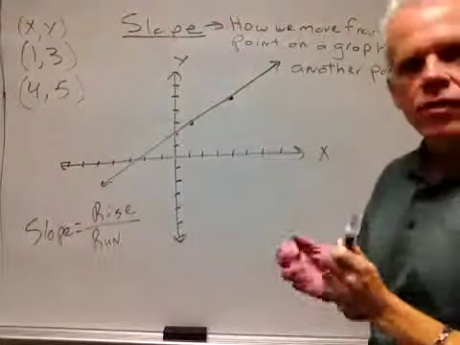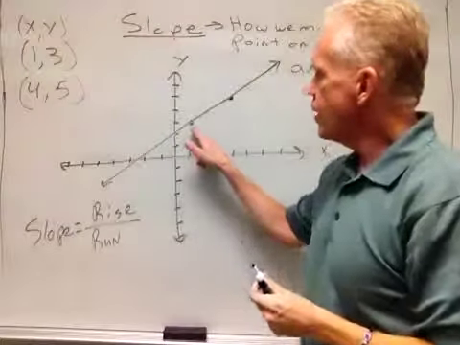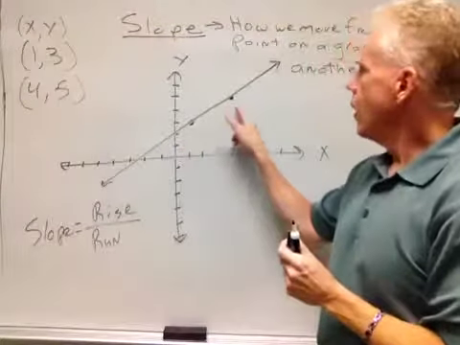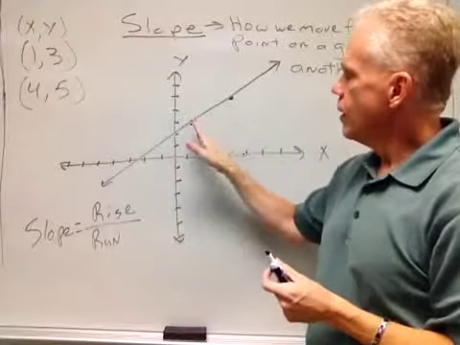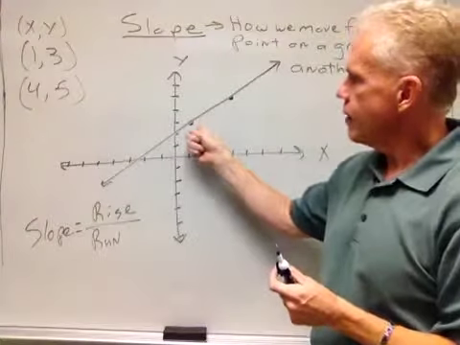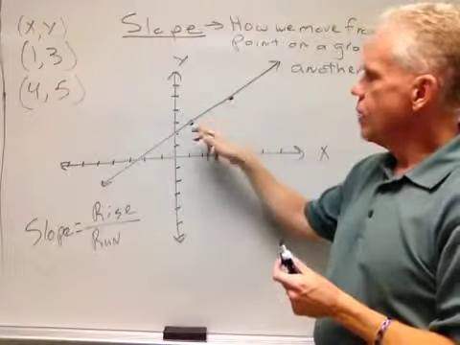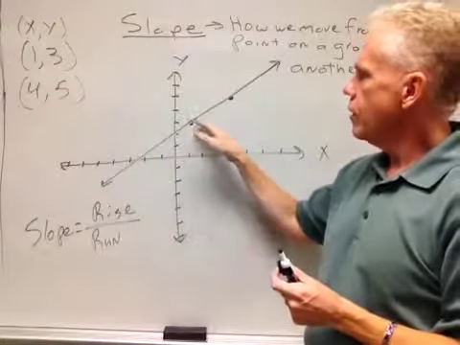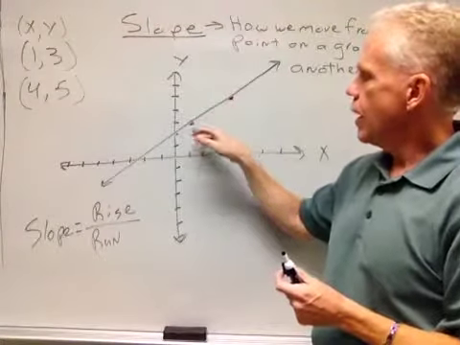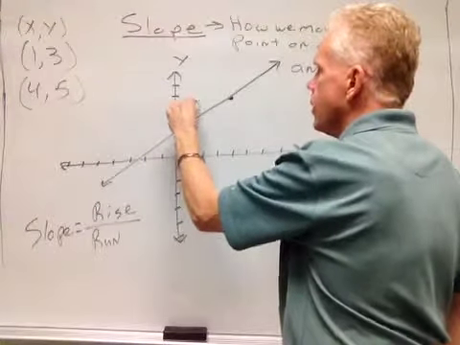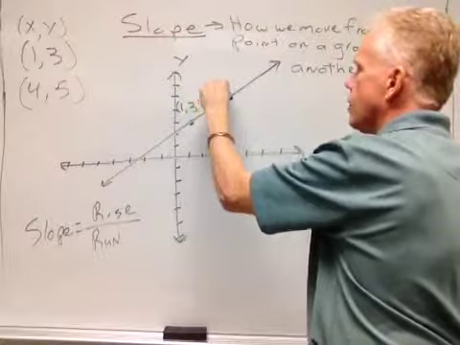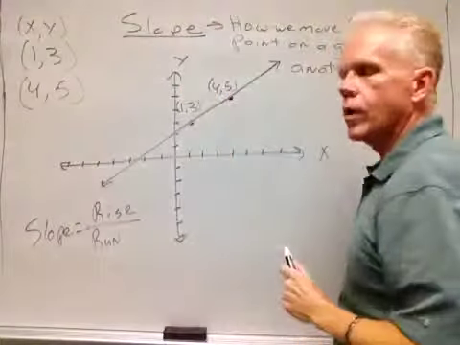In other words, what I want to talk about is, guys, how do we get from this point on the graph over to this point on the graph? What do we do to get from here to here? Not looking at that we just go straight up the line here, but what do we do to move from here to here? And remember, this point right here is 1 comma 3, and this point right here is 4 comma 5. How do we go from one to the other?